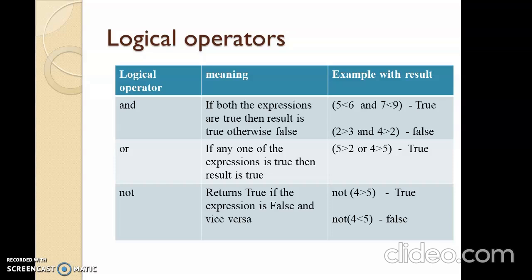What is the use of the AND operator? If both the expressions are true, then only the result will be true. Otherwise it is false. You can see the example on the right side. If both the expressions are true, the output will be true. If even any one of the expressions is false, in the case of the AND operator, the result will be false. The next operator is OR. Here, if any one of the expressions is true, then the result is true. Even if both the expressions are true, the result will be true. The third one is NOT.